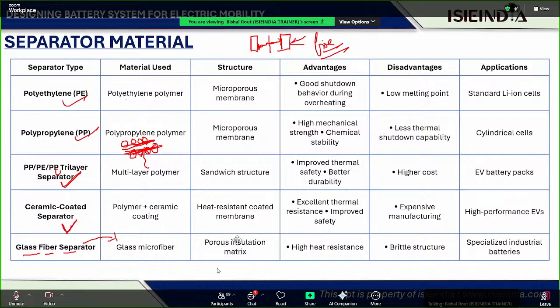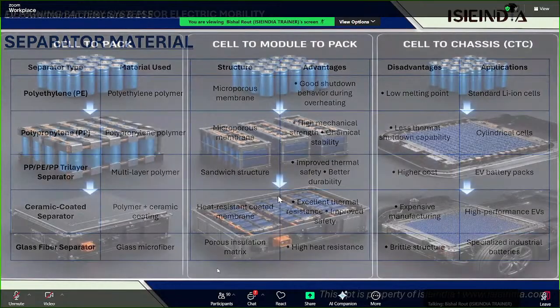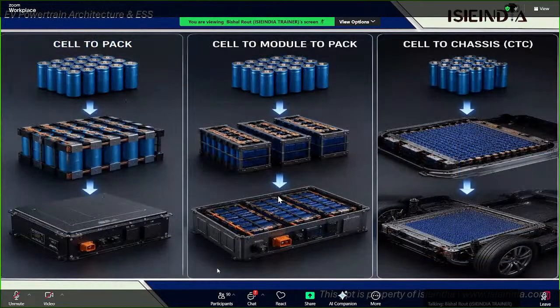But what are the disadvantages? It is a brittle structure, right? If your cell is being utilized for static purposes, not dynamic purposes, it is good. But if a glass fiber separator is used inside an EV, and the EV goes over rough terrain, bumps, and potholes, vibration is going to happen on the battery, and the glass separator might break, right? So this is all about the chemistry.